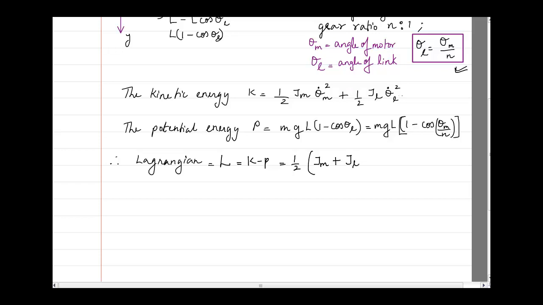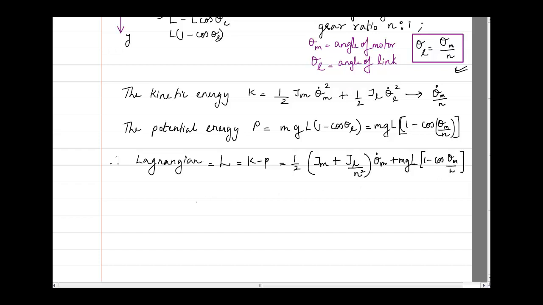So this one I told you is going to become theta dot m by n. So theta m I can take commonly outside, what remains is n square. That remains inside, and what we get outside is theta m dot, plus mgl, this L is for the link length, and 1 minus cos theta m by n.